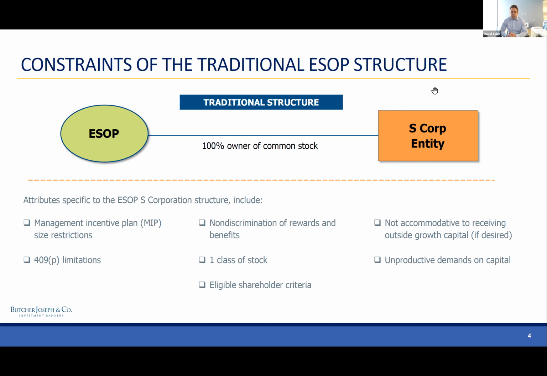I think it was 1998 when Congress passed the law that allowed S corp entities to be owned by ESOPs. You get the best of both worlds, right? You have an S corp entity, which is a pass through, so no tax at the entity level, and then a tax exempt shareholder in the form of an ESOP.